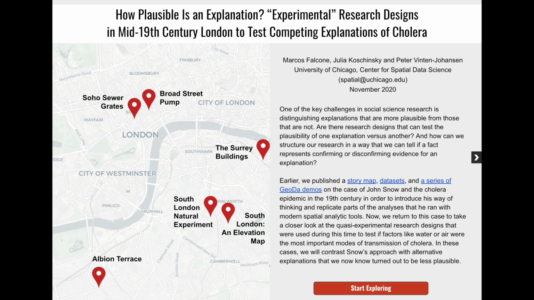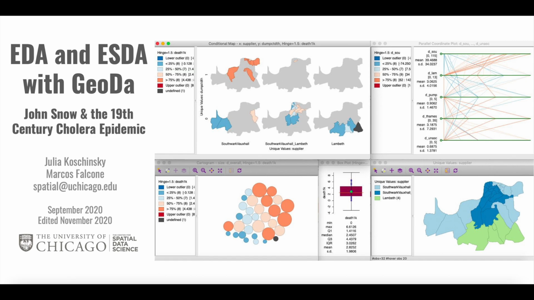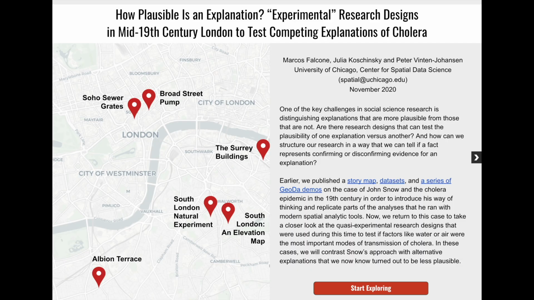How can we structure our research in a way that can test the plausibility of one explanation versus another? How can we tell if a fact represents confirming or disconfirming evidence for an explanation? Earlier, we published a story map, datasets, and a series of GeoDa demos on the case of Dr. John Snow and the cholera epidemic in the 19th century in order to introduce his way of thinking and replicate parts of the analyses that he ran with modern spatial analytic tools.